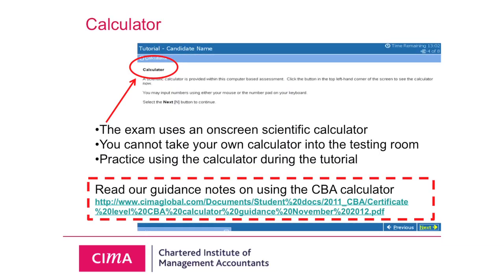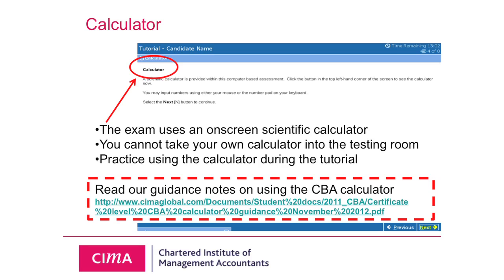You are not permitted to use your own calculator or any physical calculator during the assessment. An on-screen calculator is provided as part of the certificate level computer-based assessment software. This calculator will be available for the entire duration of the assessment. The on-screen calculator is available in each of the 5 certificate level assessments. To access it, you need to click the calculator button in the top left-hand corner of the screen. You can bring up the calculator at any time during the assessment.